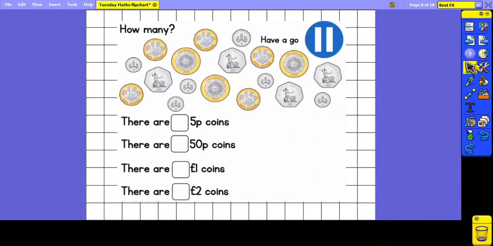Okay, and now we are working with some different coins. We're counting 5 pences, 50 pences, £1 and £2. So pause the video now and have a go.